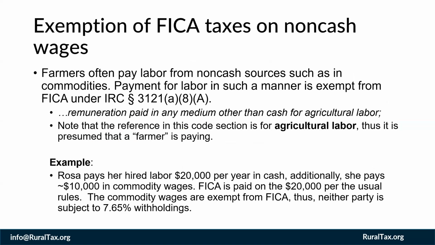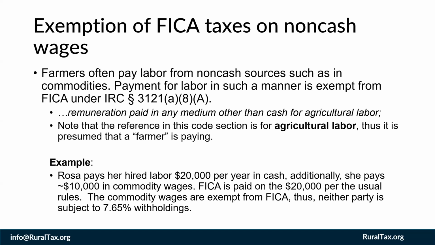There's another one that farmers have the opportunity to pay their labor from non-cash sources such as commodities. And there is an exception of FICA taxes on non-cash wages. So the payment for labor in that is exempt from FICA. And there's the citation that you can see there in the middle of the screen, Code Section 3121(a)(8)(A). And this is for remuneration paid in any medium other than cash for agricultural labor. And I'm making a note here, and it's in bold, that the reference in this code section is for agricultural labor. Thus, it's presumed by the law that a farmer is paying for that labor.